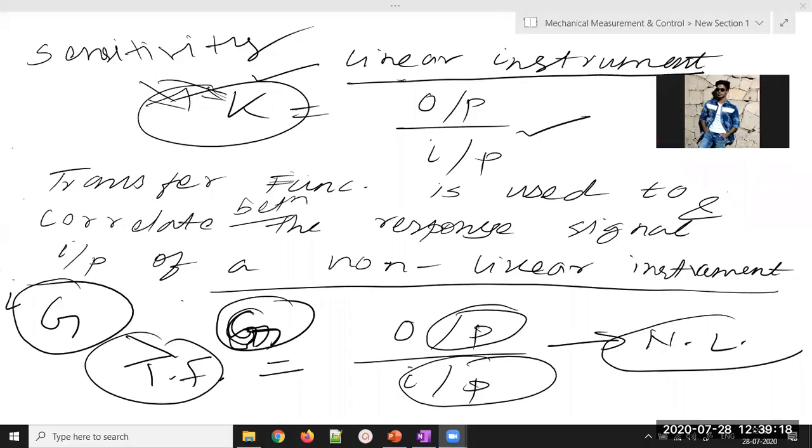K is a sensitivity, a correlation between response signal and input signal of a linear instrument. Okay. And G is a transfer function, a correlation between response signal and input signal of a non-linear instrument. Very nice. Thank you, Shoaib. Thank you so much. So we will proceed with this.